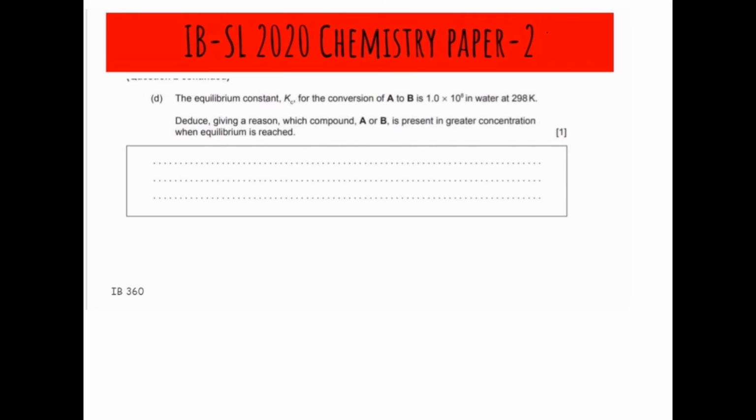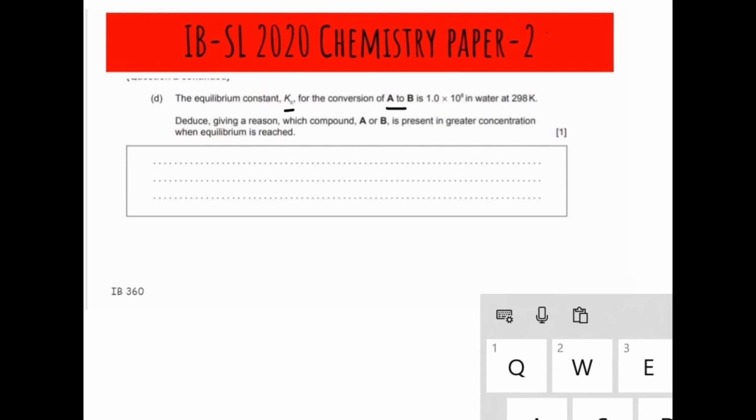Now moving towards the last question. Here the equilibrium constant Kc of this reaction is given. If you remember, this was A and this was B. Now the value of Kc is 1 × 10^8. So we need to know which compound is present in greater concentration.